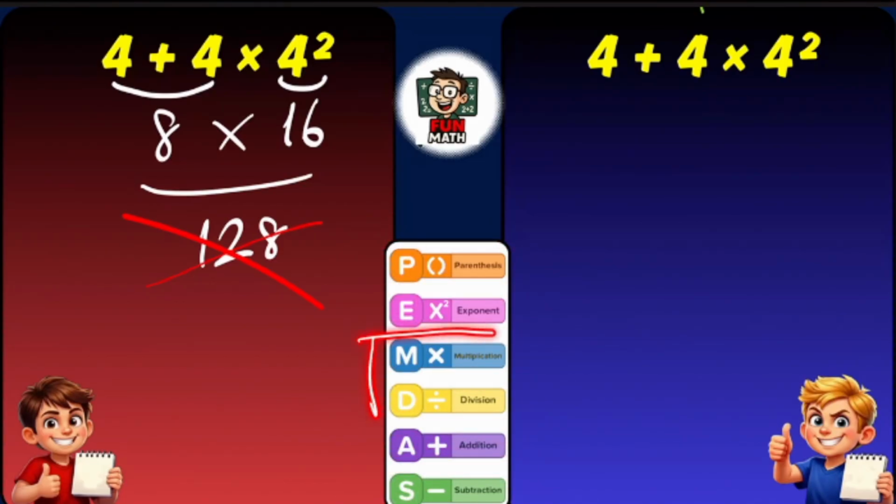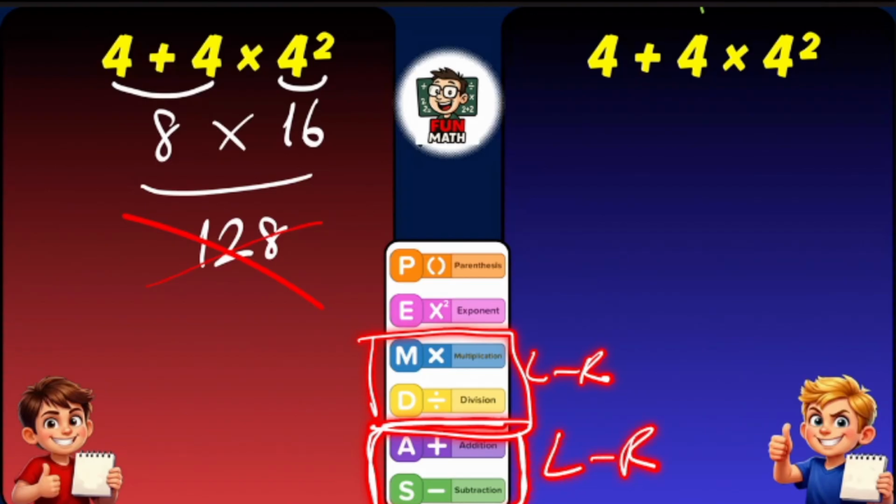Okay. Here we have another rule. There is no order between multiplication and division. Operations are done from left to right. Similarly, there is no order between addition and subtraction. Operations are done from left to right.